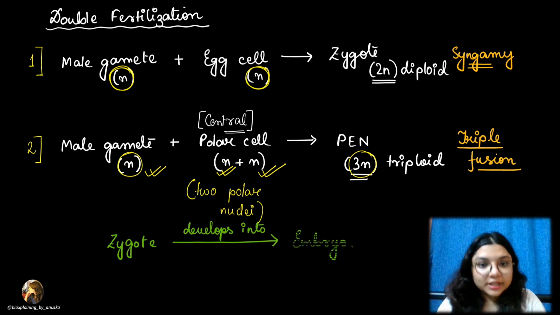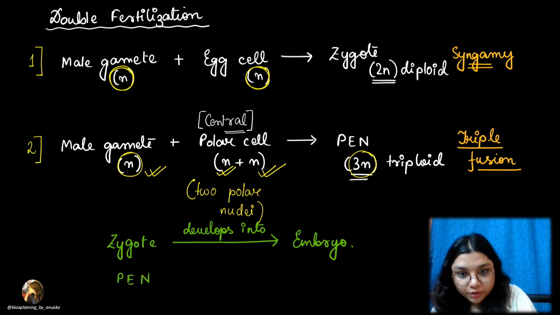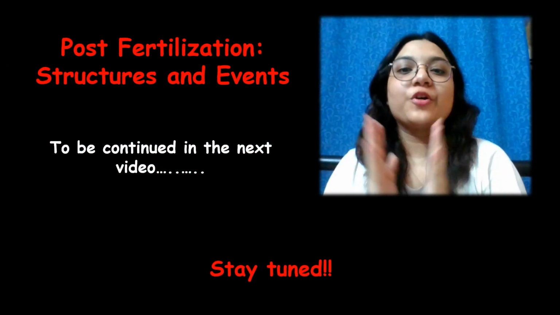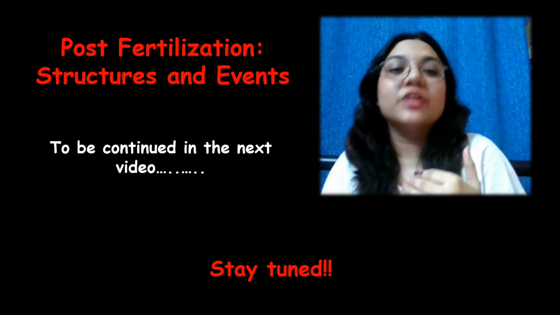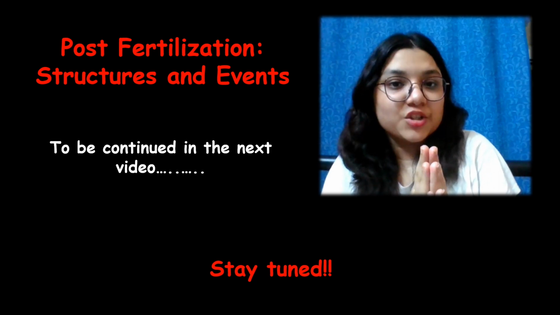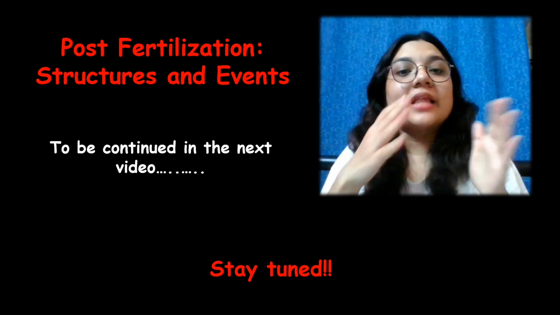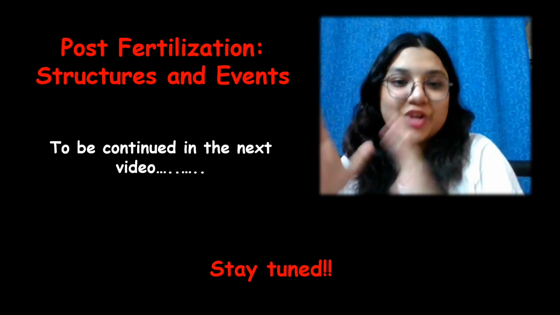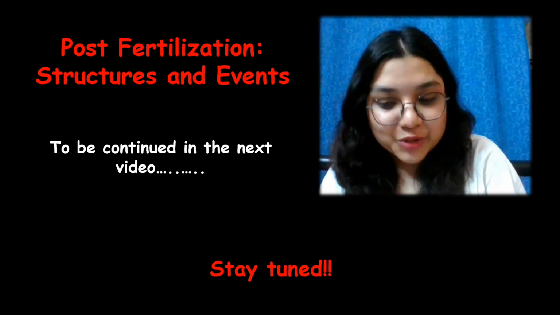So the zygote develops into the embryo, while the primary endosperm nucleus develops into the primary endosperm cell. Are we getting it? With this, we come to the end of the concept of double fertilization. In this video, we spoke about what happens till double fertilization. In the next video, we'll be dealing with the post-fertilization events, what happens to the various structures, and so on. So please stay tuned with us.